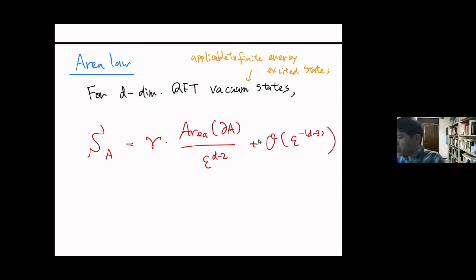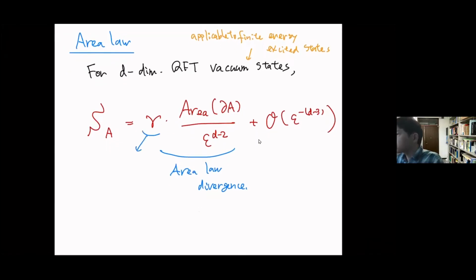This leading term is called area law, or area law divergence, because it's divergent. And gamma is some theory-dependent constant. It's proportional to the degrees of freedom, the number of quantum fields.